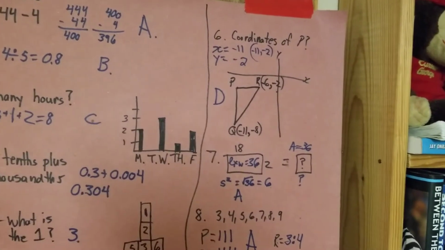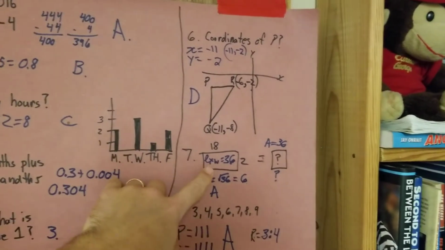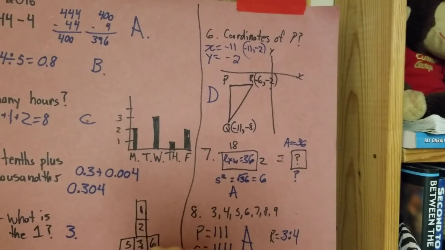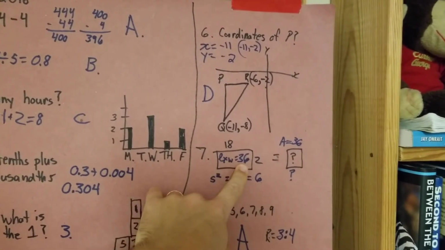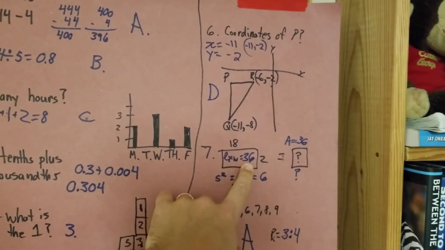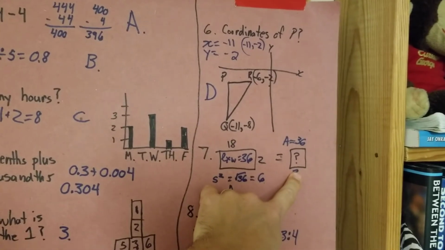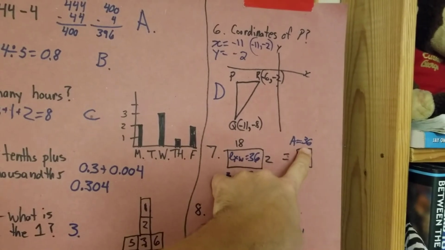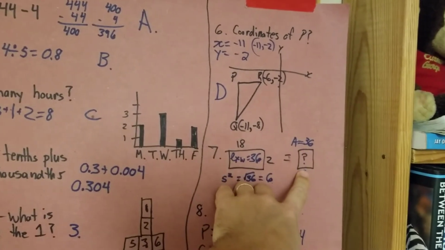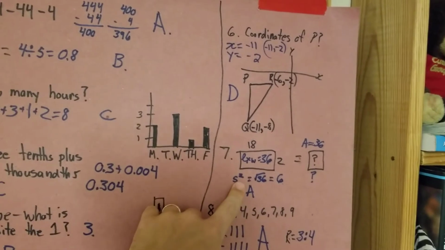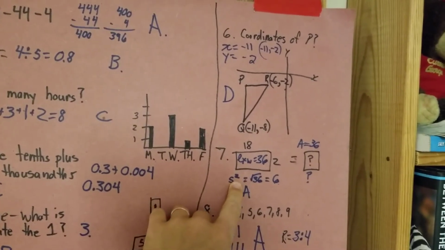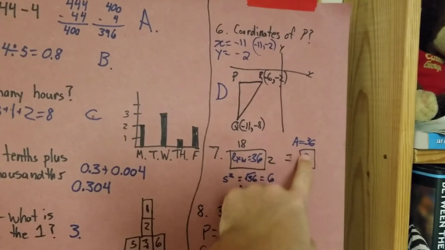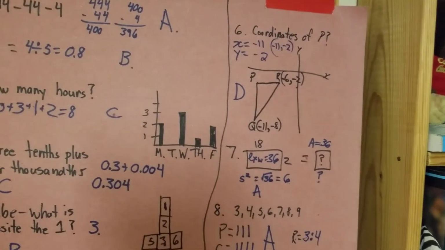That is D. Number 7, it says I have a rectangle that is 2 and 18. And so the area of that is 36. And it wants to know what would be the length of a side of a square that has the same area. So because my area here is 36, my area here is 36. So how do I figure out my side? That is side squared. I need to do the opposite. So the square root of 36 is 6. Or what number times what number is 36? That's 6, which is answer A.